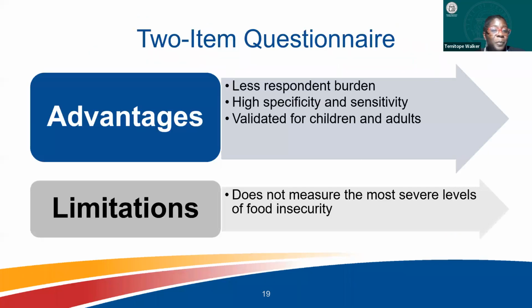Next slide. So this tool, like others, has its disadvantages too, but the advantages include that it is less burdensome. There's a high level of specificity and sensitivity, and it has been validated for children and adults. Of course, the limitation is that it does not measure the most severe levels of food insecurity.